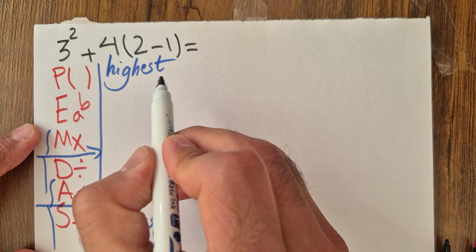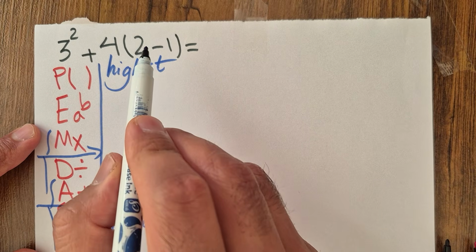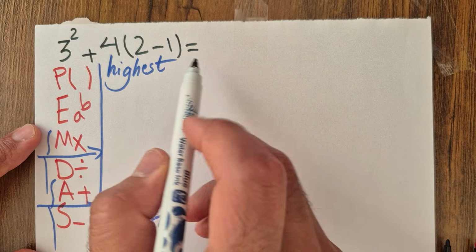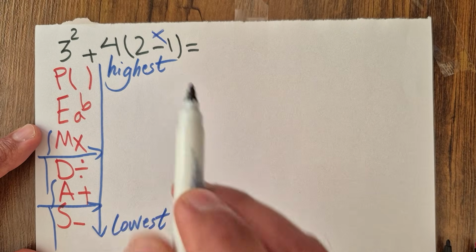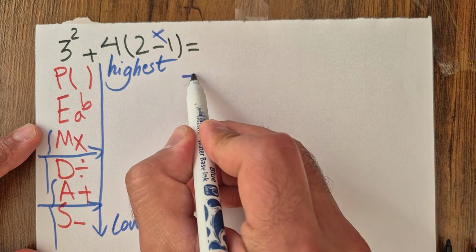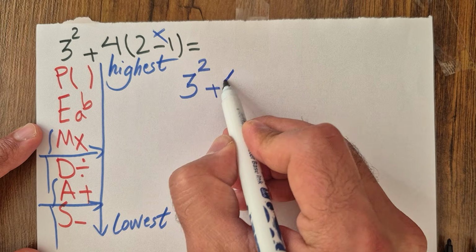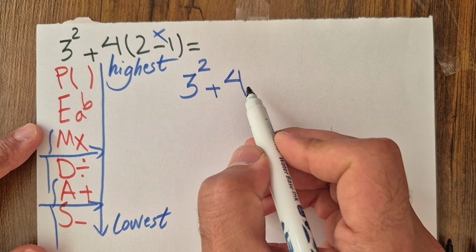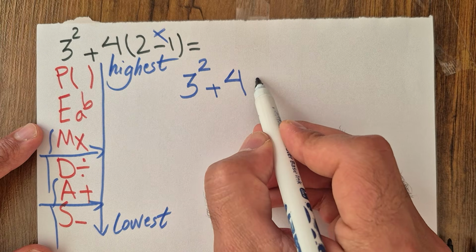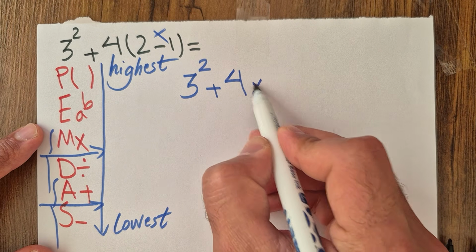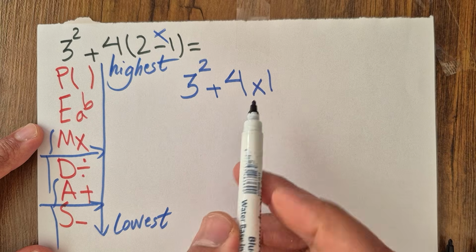Okay, anyway, do we have any parentheses in the original expression? Yes, here we have the parentheses. We must do that at first. So let's write down everything and do that step by step. 3 squared plus 4, and then inside the parentheses, 2 minus 1 gives us 1.